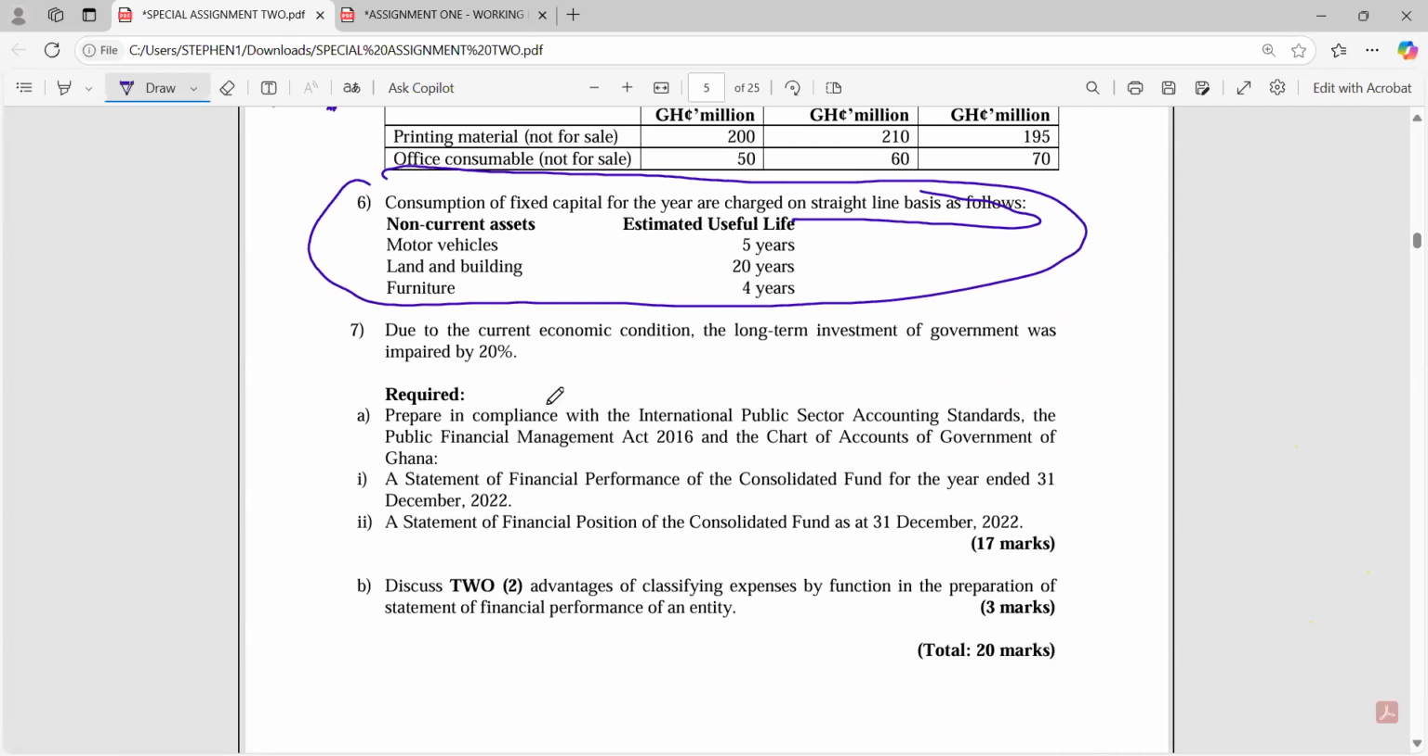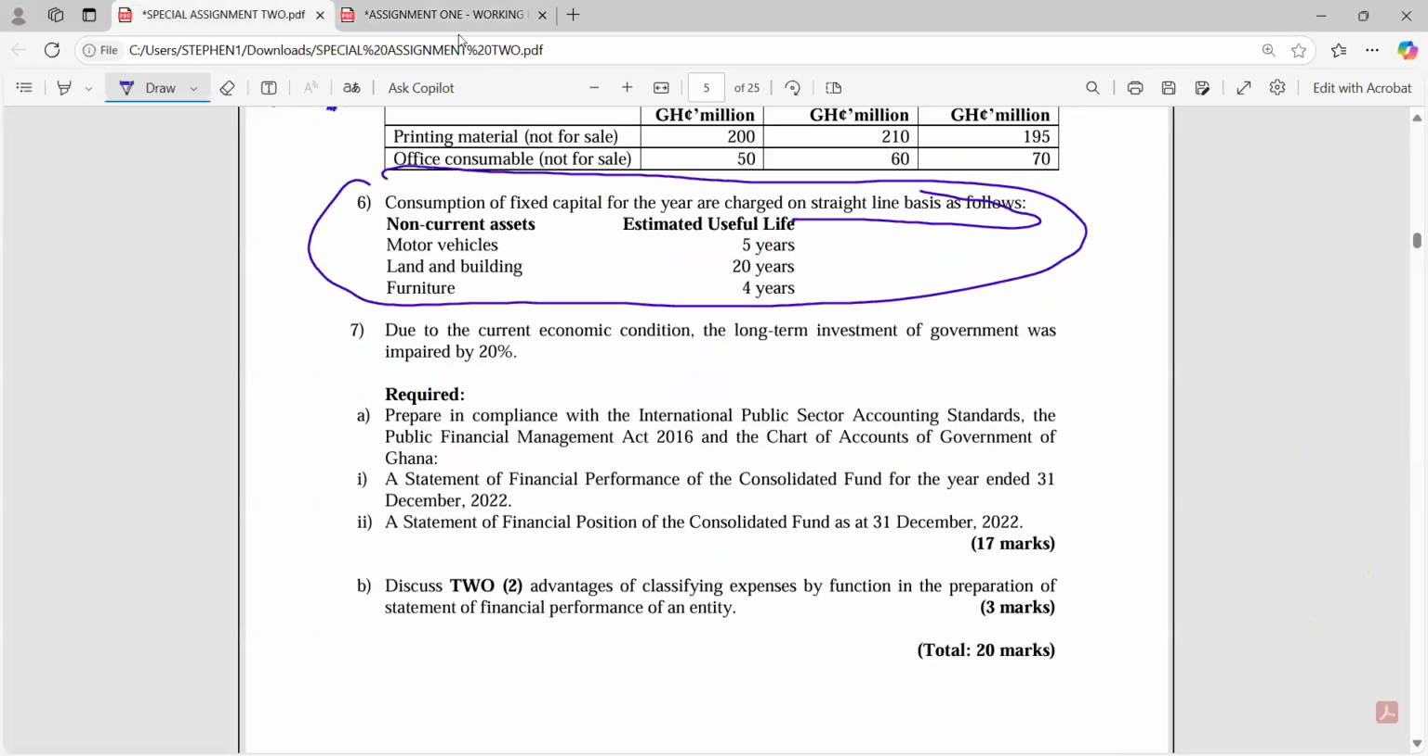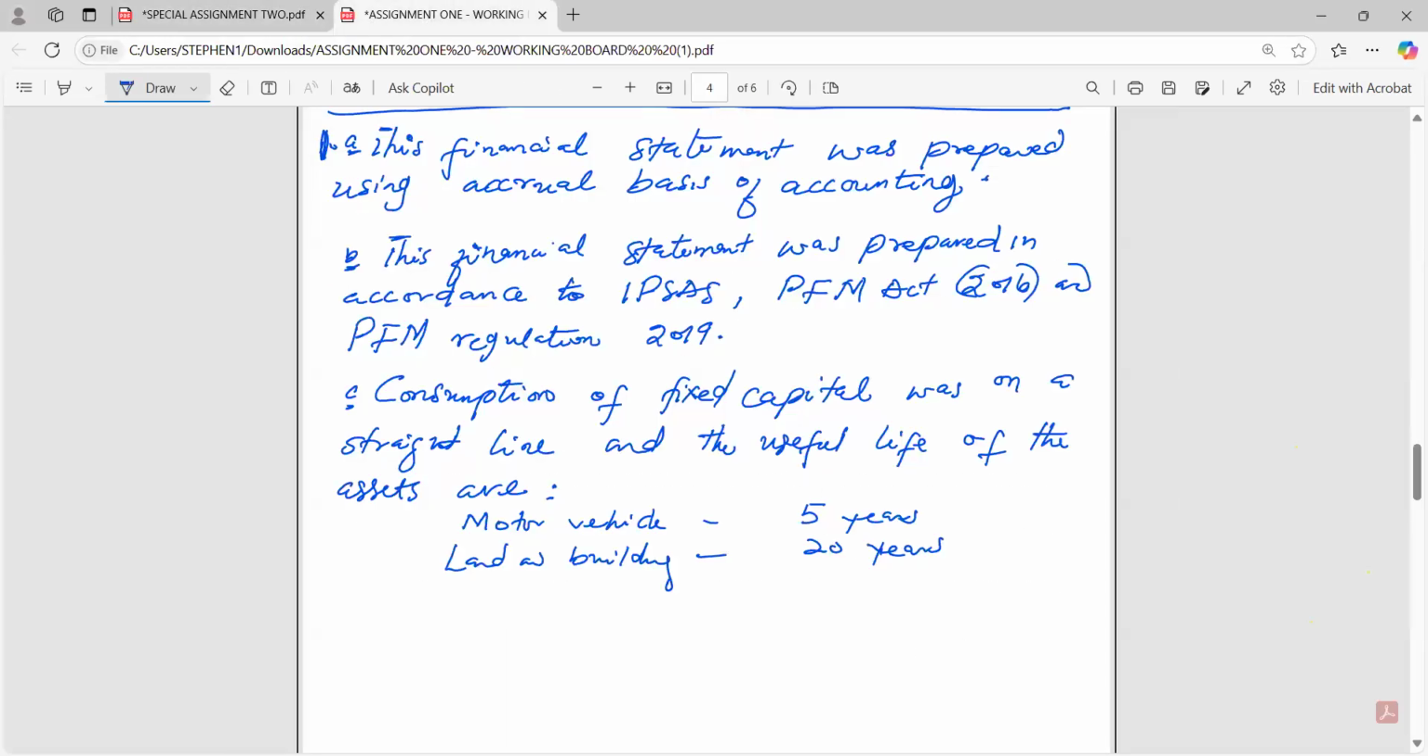Okay. Motor vehicle, 5 years. Then plant and machinery, 4 years. Okay, furniture, 4 years. These things are nothing.